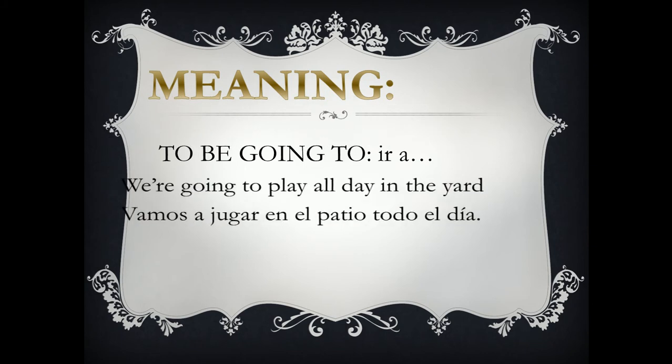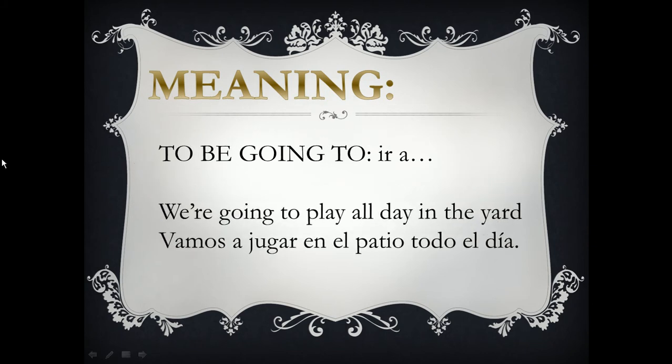For example, it says, we're going to play all day in the yard. Remember, this is the contraction of to be. You already know this. So it says, vamos a jugar en el patio todo el día. Ir a. Obviously, I am not going to say, nosotros ir a jugar en el patio todo el día. No, you got to conjugate it in Spanish as well. So you say, vamos a jugar en el patio trasero.